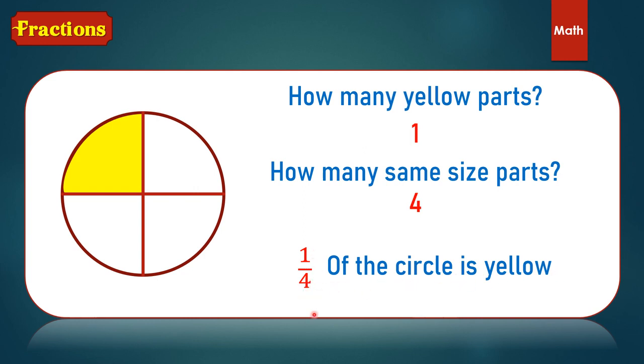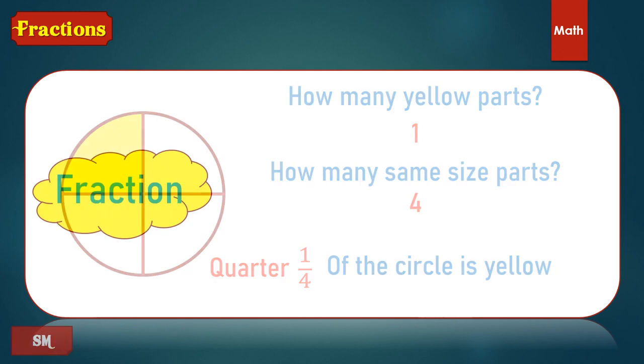And how can I read 1 over 4? You can tell me. I just said it. Yes, quarter. So I can read 1 over 4 as quarter. A quarter of the circle is yellow, or 1 over 4 of the circle is yellow. Got it?